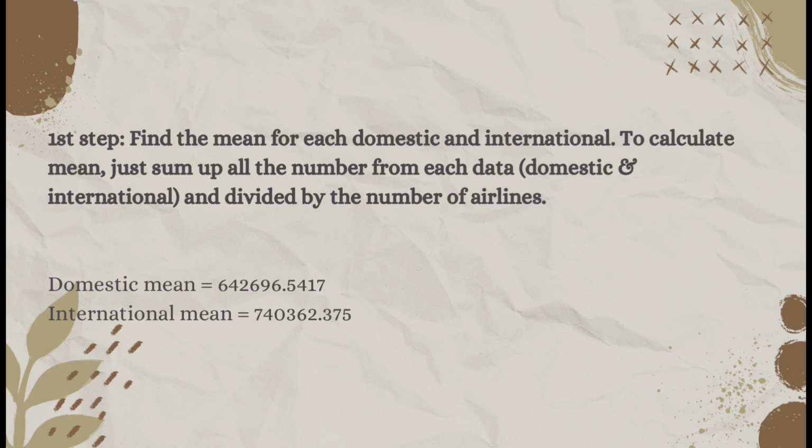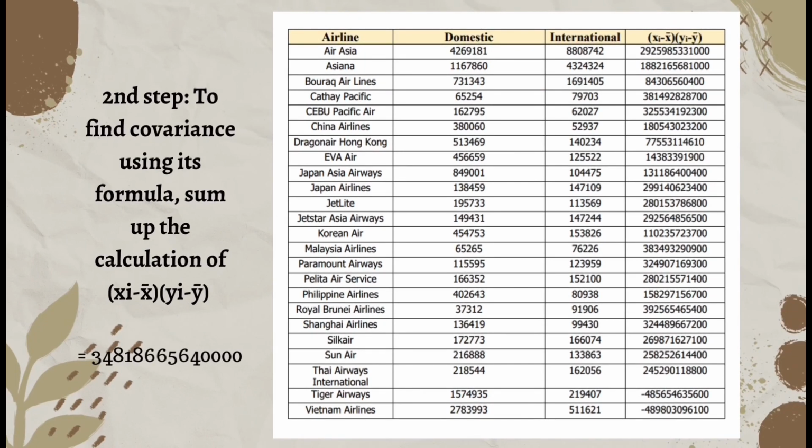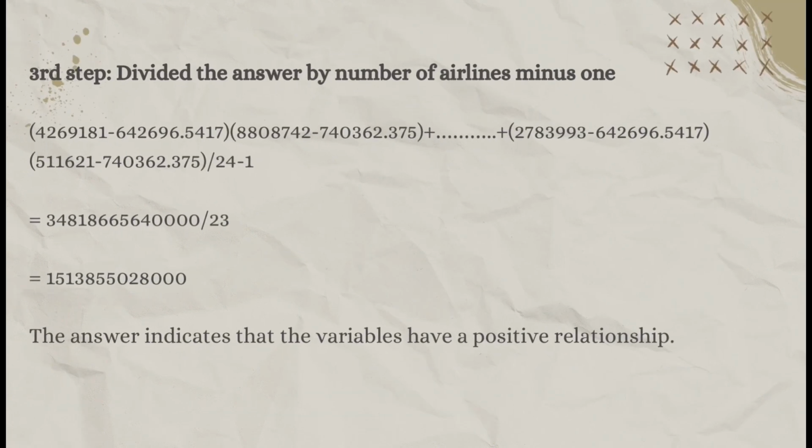To calculate the mean, just sum up all the numbers in each data and divide it by the number of airlines. So this is the mean for domestic and international. After that, we sum up the calculation of the domestic passengers minus its mean and multiply by the international passengers minus its mean. After we got the answer for that, the answer needs to be divided by the number of airlines minus 1 to find the answer for covariance. So this is the answer for covariance.